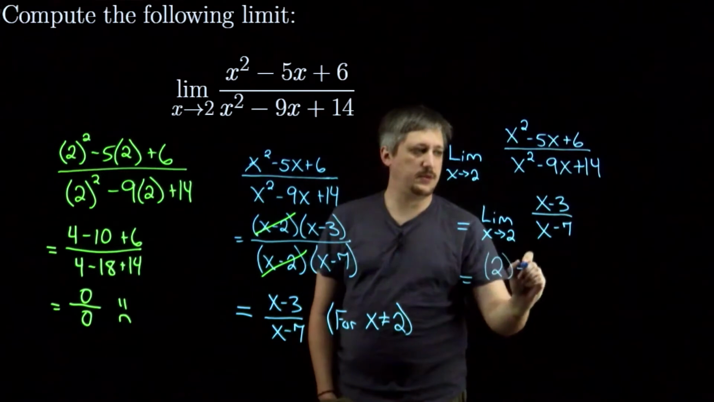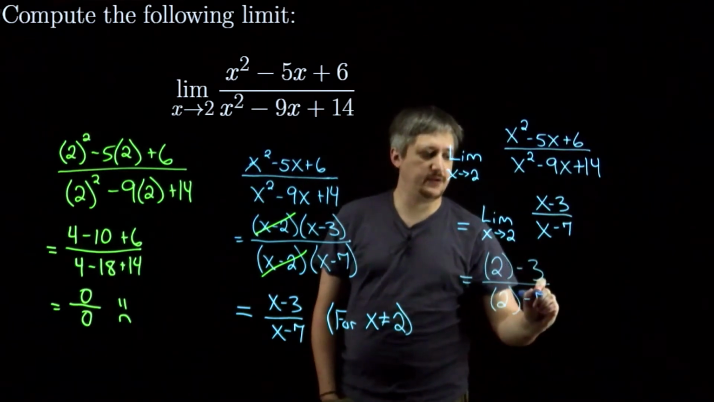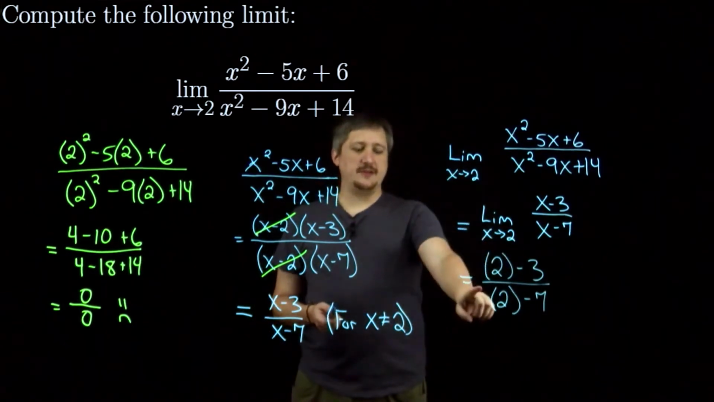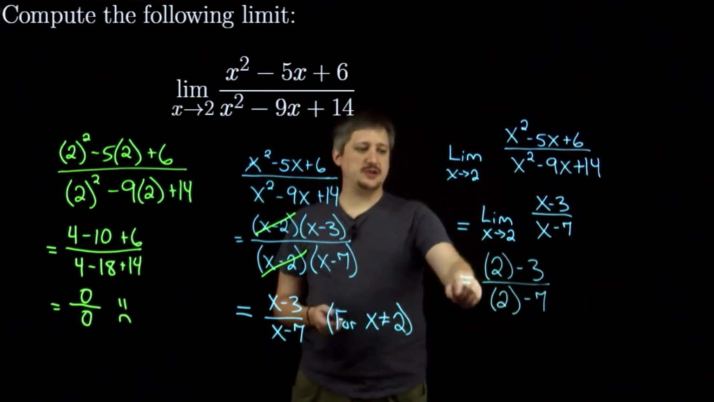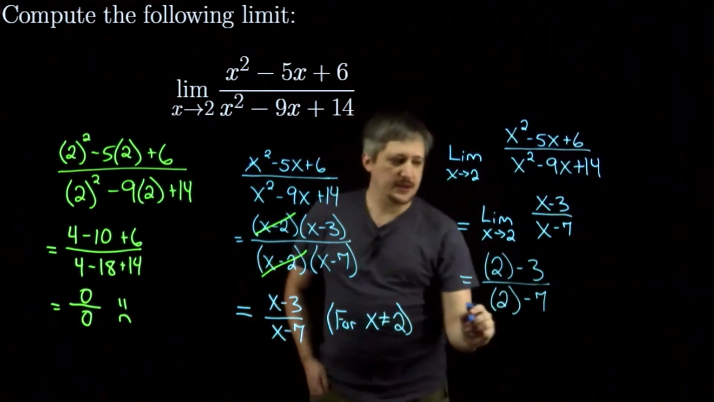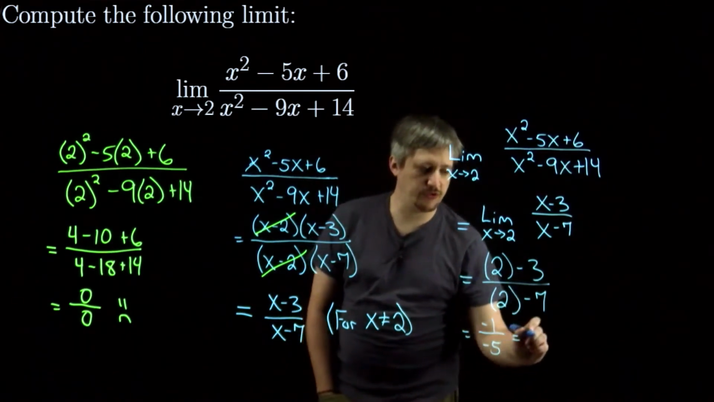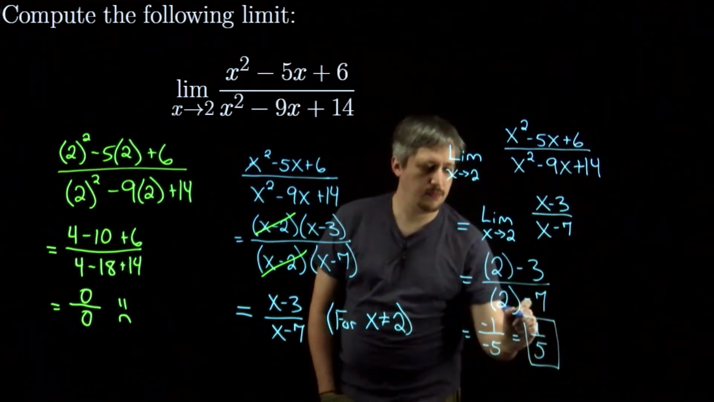2 minus 3 over 2 minus 7, where now I don't want to write limit because I'm actually evaluating. As soon as I have the plugged-in thing for the limit, I no longer should have limit there. And this thing is just -1 over -5, or just 1/5. Okay.